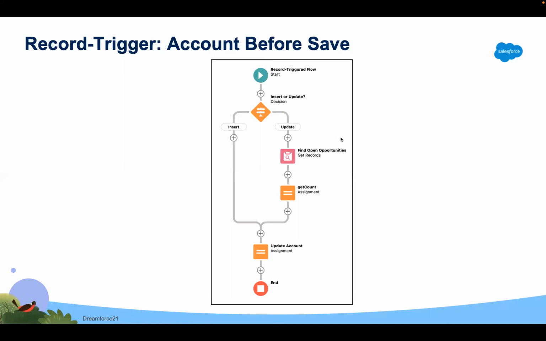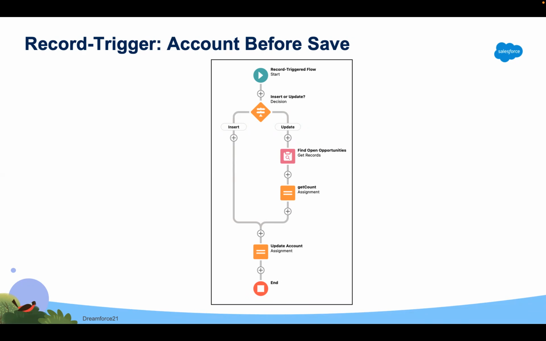So feel free to write the logic here, but make sure that you are not writing anything inside the loop, and that you are following the best practices here. Use before save only when you want to update the same record, not any related record. So for example, if an account gets closed, you want to update opportunity close date equals to today.